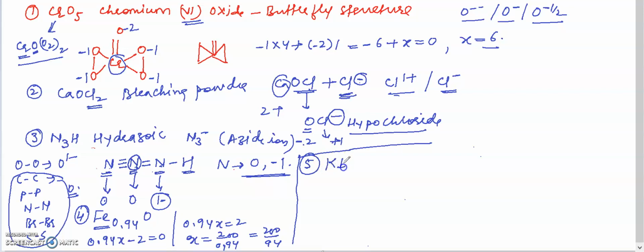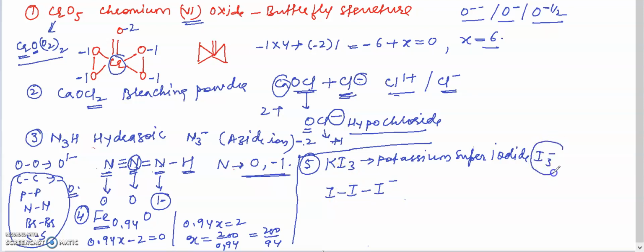KI3. What is KI3? Potassium superiodide. In this potassium superiodide, what oxidation state is iodine showing? KI3 means I3 minus, that is the superiodide ion. So it will have a linear structure. In this, this iodine will be showing 0.